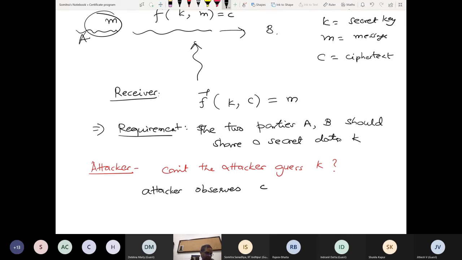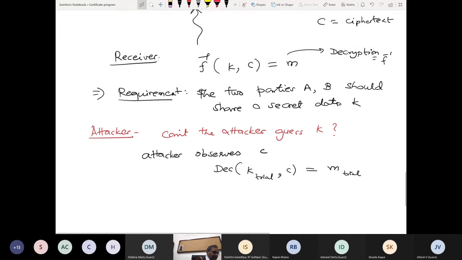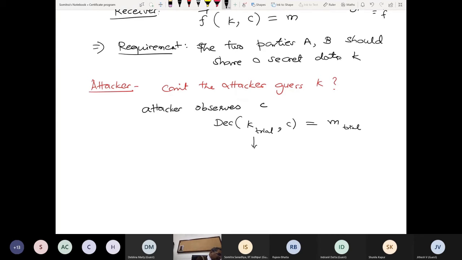So what she tries to do is run the F inverse function, which is known as the decryption function. She applies this decryption function to the ciphertext C, and I will write this as Dec now rather than F inverse. So decryption is the same as F inverse. She applies it with a trial key, K trial, comma C, and tries to get some trial message M. And she can keep on trying different values here.